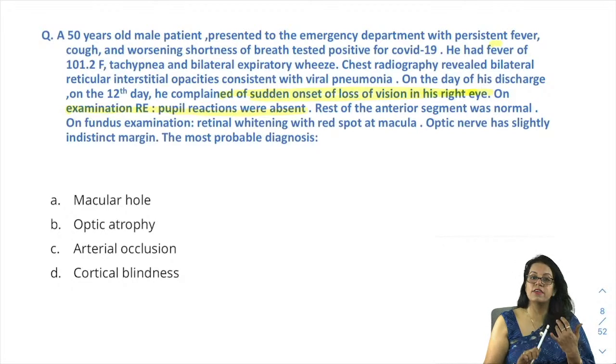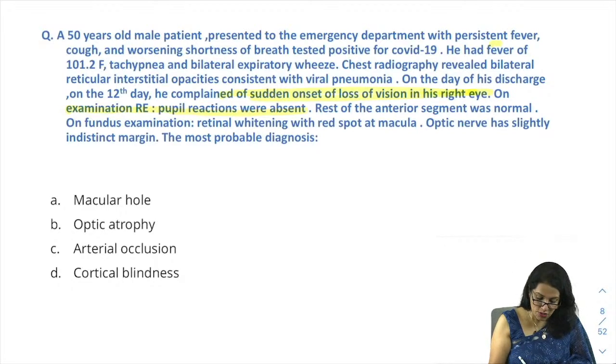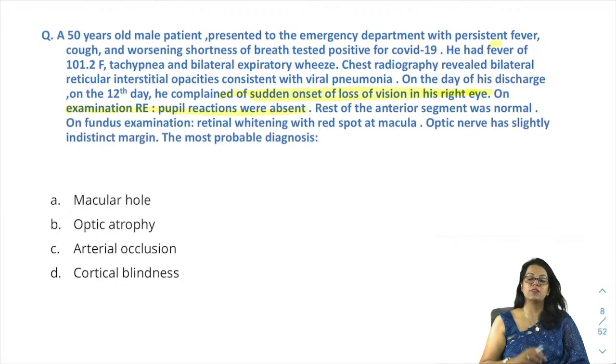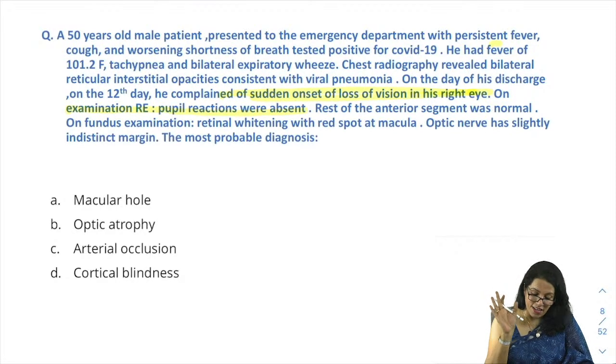I will read the last line and the options first. So it says diagnosis: macular hole, optic atrophy, arterial occlusion, cortical blindness. So now my mind has to go between neuroophtha and fundus only. Isn't it clear? Go back to the question. So what is the main point?